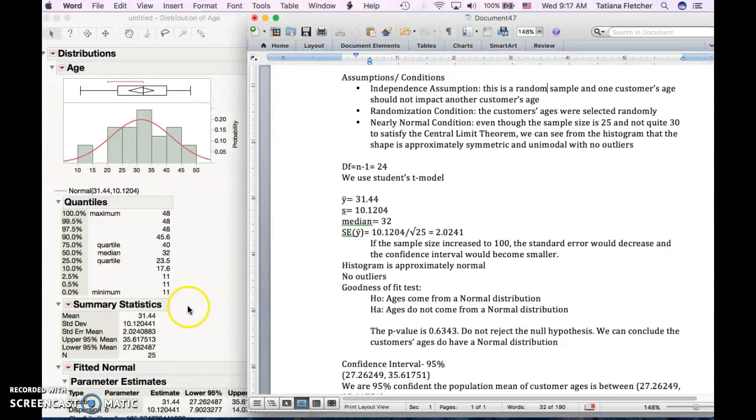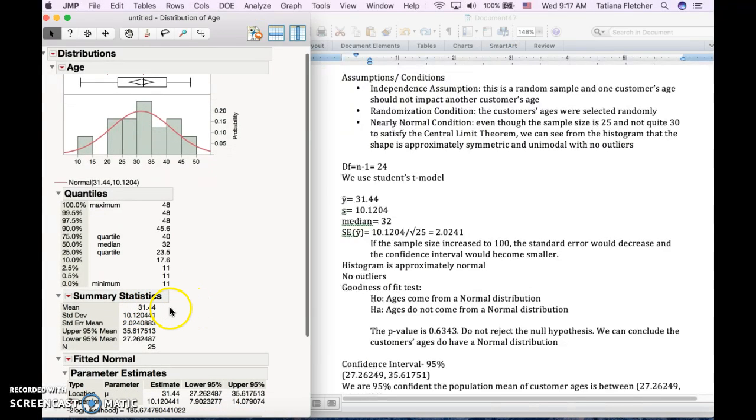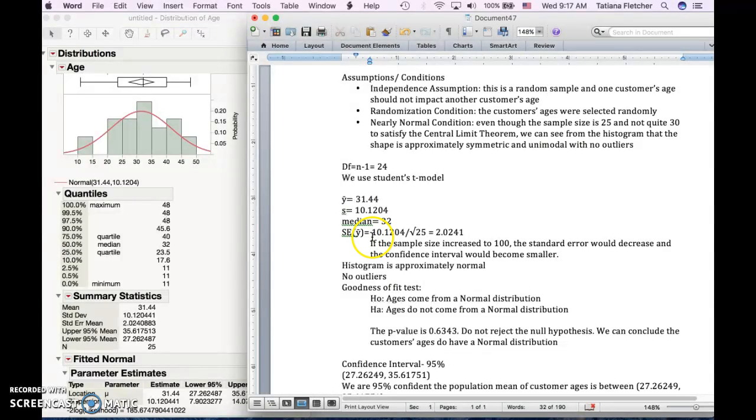We get a mean of 31.44, which we can see in JMP. Our standard deviation is 10.12. We have a median of 32, and we can calculate the standard error to be the standard deviation divided by the root of n, which is 2.02, which we can also see in JMP.